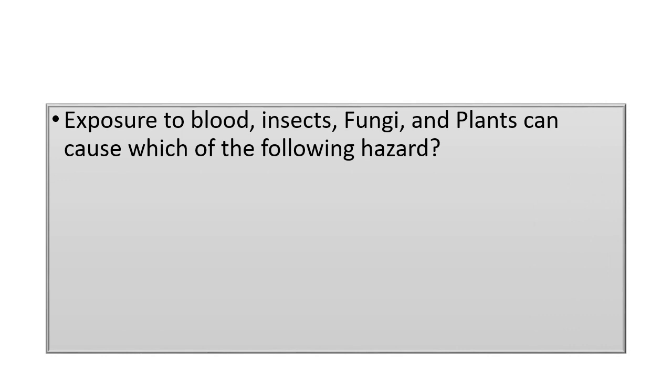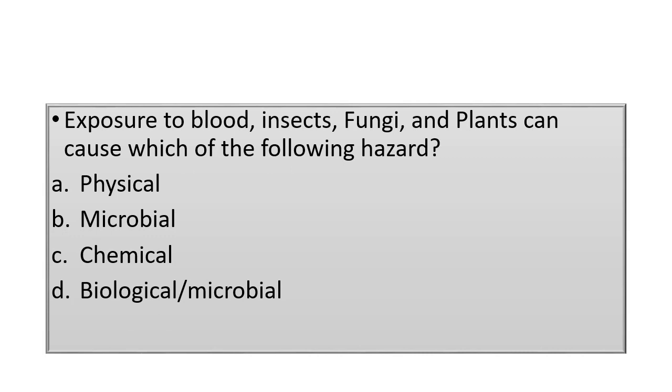Exposure to blood, insects, fungi, and plants can cause which of the following hazards? Physical, microbial, chemical, biological, microbial and biological. As you know, there are a lot of types of hazard. So here the correct option would be option D, biological and microbial, because they are talking about both things: blood, insects, fungi, and plants. They can be considered biological as well as microbial. The correct option would be option D, biological and microbial.